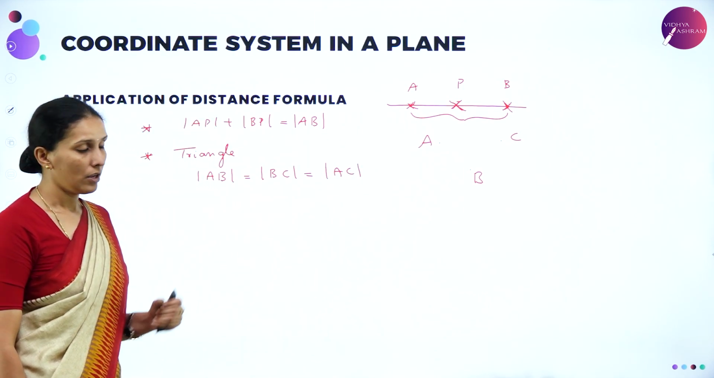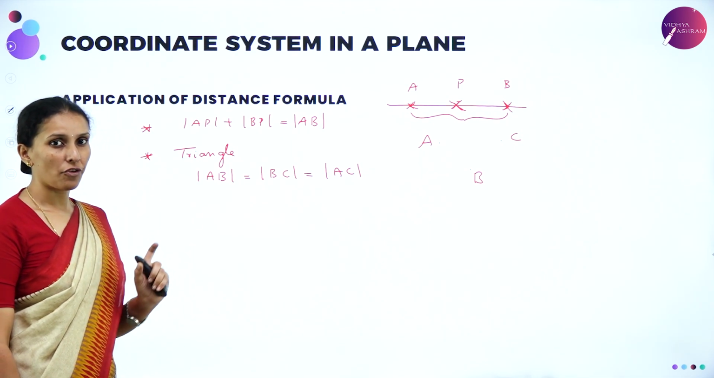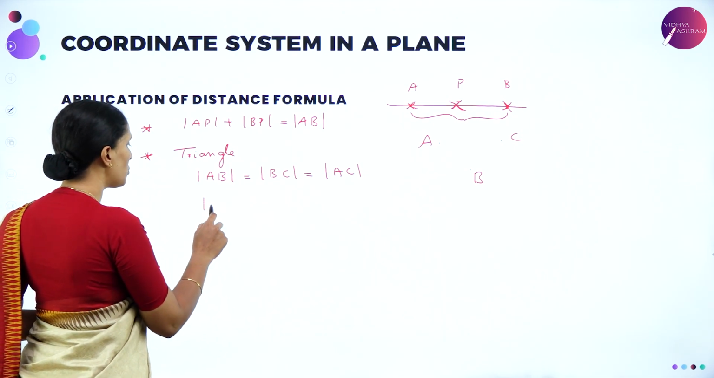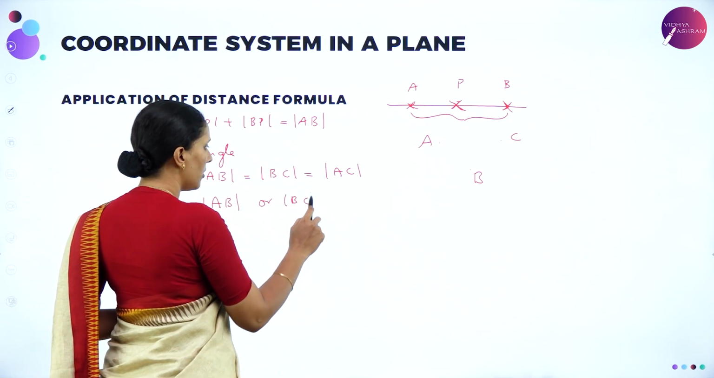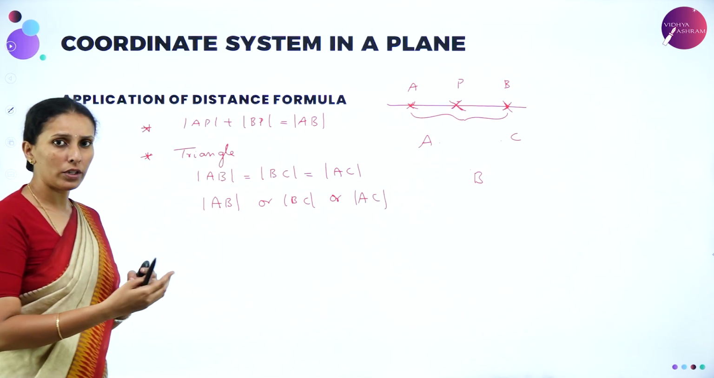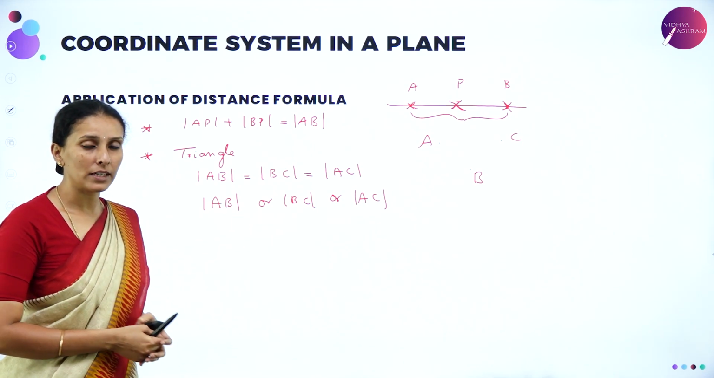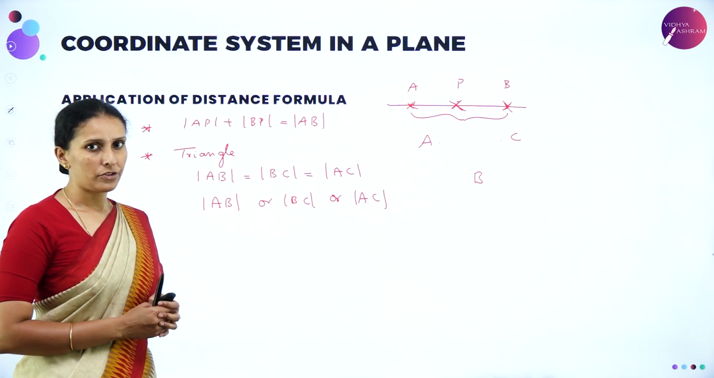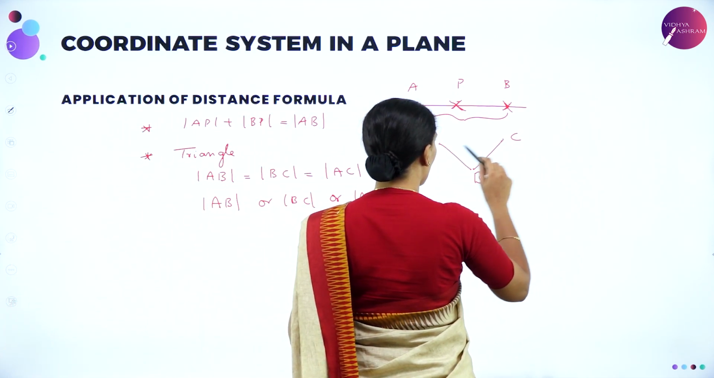equilateral triangle. Now if I want to show that it satisfies only the conditions of isosceles, then it is enough to show that any two sides, AB or BC, BC or AC, or it may be AB or AC, are equal. If any two sides are equal in a triangle, then it forms an isosceles triangle. Now suppose this forms a right angle triangle.